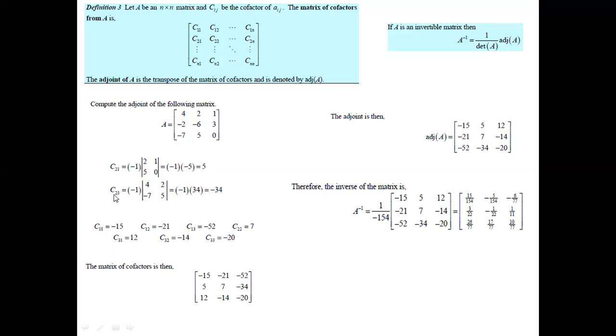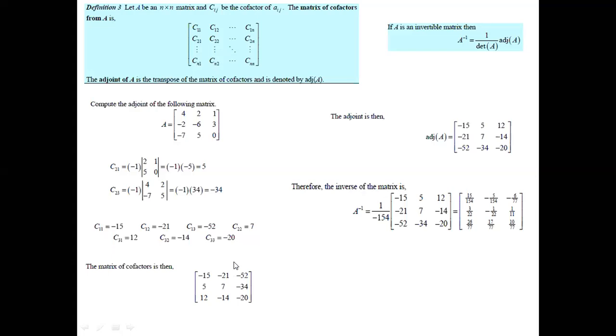Another example: if I want to find C23, that implies row 2, column 3, the position where 3 is placed. So I will ignore row 2 and column 3. Therefore, I will be left with 4 2 minus 7 5, and minus 1 will be raised to 2 plus 3, which is minus 1 raised to 5, which is minus 1. That answer comes to minus 34, and the position 2 3, the second row and third column, has minus 34 placed. Likewise, you can find the other cofactors, and those answers are written here: C11, C12, and so on. Then you will have a matrix of cofactors.